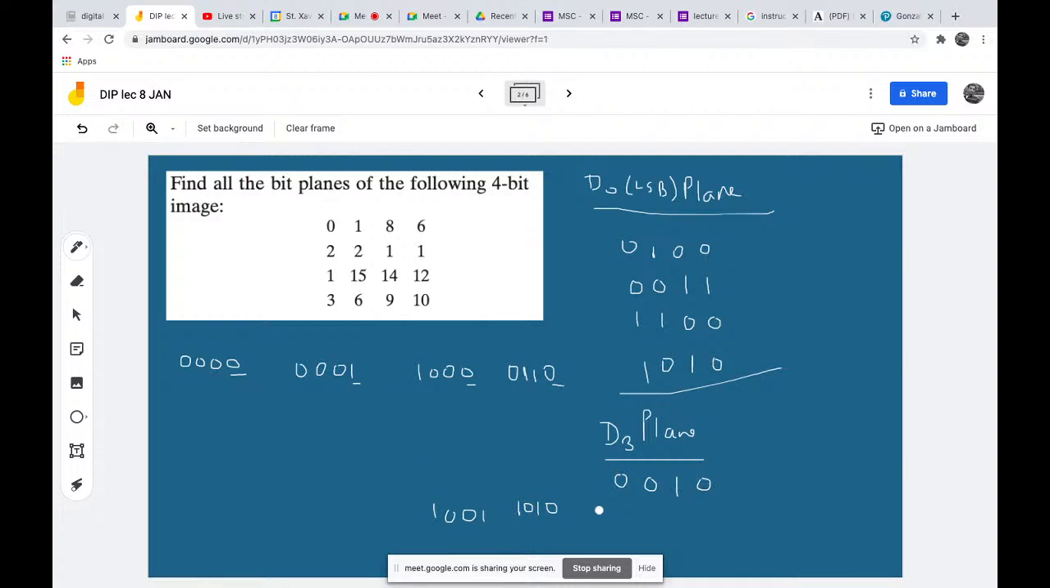Second line, all zeros, because you have nothing in those higher planes. Third line, 0 triple 1. Then double 0, double 1.